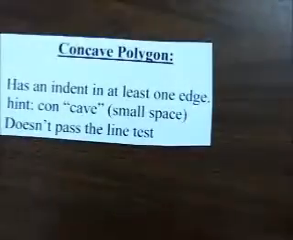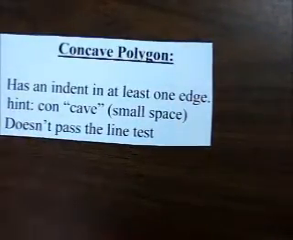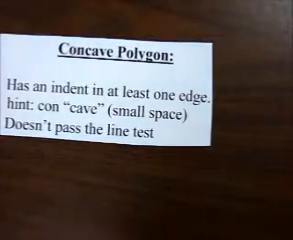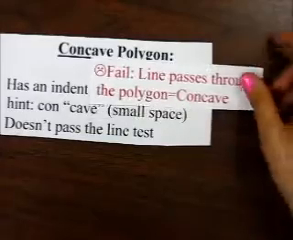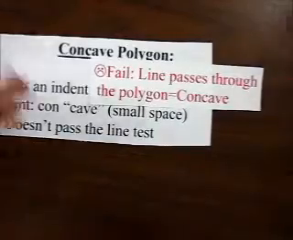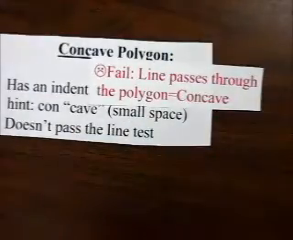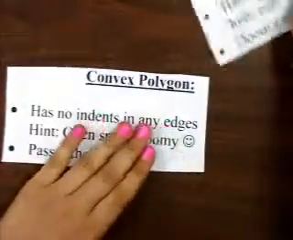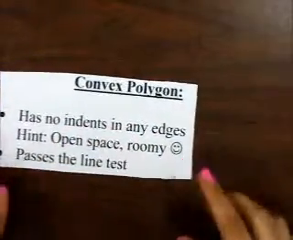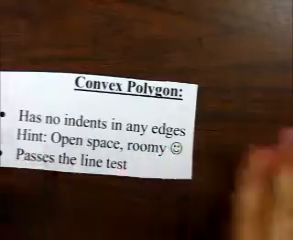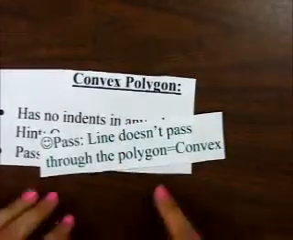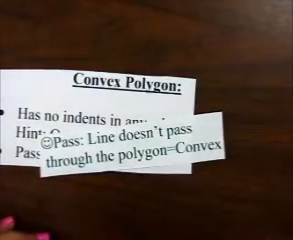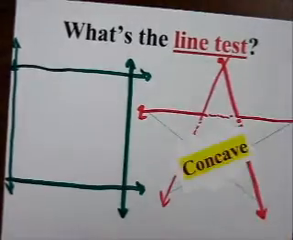Take a quick recap. A concave polygon has an indent in at least one edge. Again, we're thinking about a small place, and it doesn't pass the line test. That means that we are going to have a line that is going to pass through the polygon that we are going to be given. A convex polygon, on the other hand, has no indents. It's a very roomy polygon, and it is going to pass the line test, meaning that you are not going to see a line that is going to pass through the center of the polygon. Concave, convex.